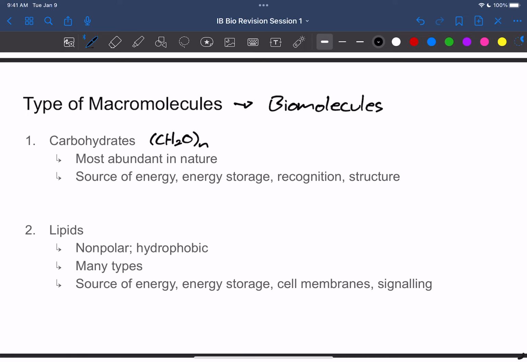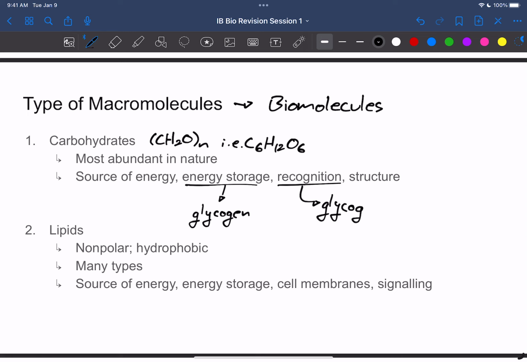If you have something like glucose, it's C6H12O6, so N would be 6 in this case. They act as a source of energy storage. This could be something like glycogen in the liver. Recognition could be something like glycoproteins. If a cell touches the glycoproteins of another cell, it can recognize it.